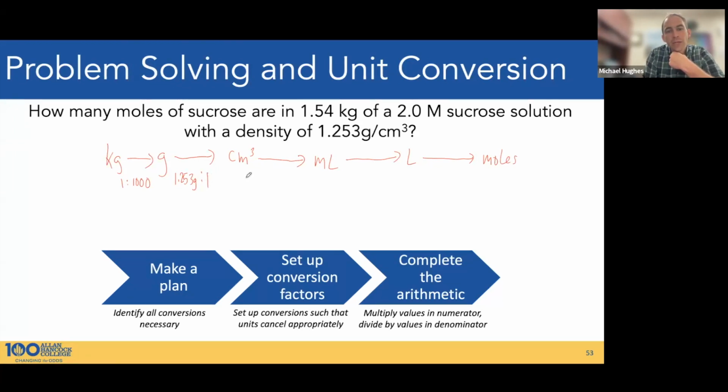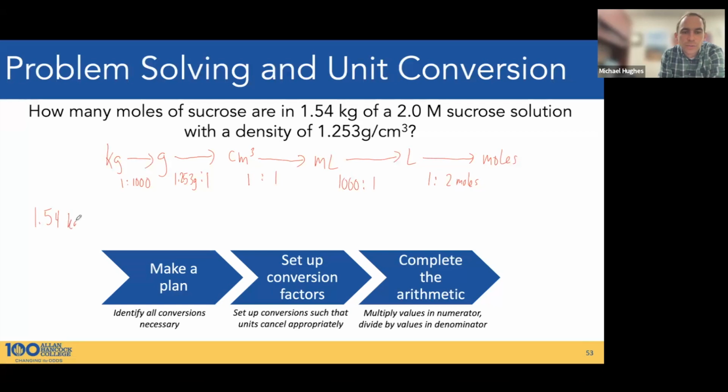There is, in 1 cubic centimeter, 1 mil. That's our cubic volume to liter volume relationship. There is 1,000 milliliters in 1 liter. And then according to our problem, in every 1 liter of solution, there is 2 moles based on our 2 molarity solution. So now let's start with what we know.